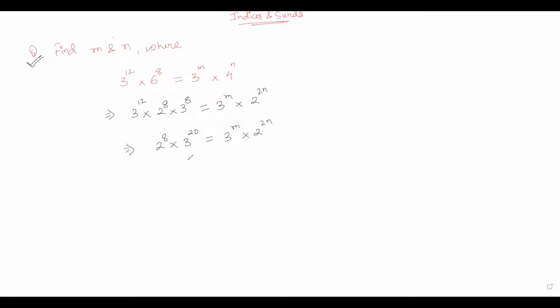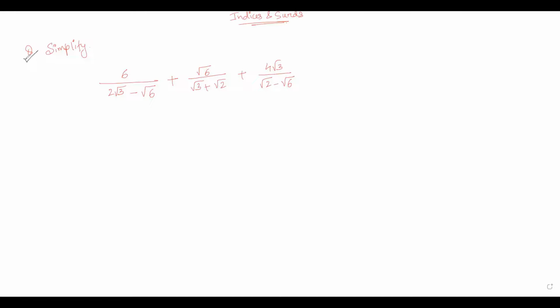Now, if we compare the left hand side and the right hand side, in that case, this 2^8 will have to be equal to 2^(2n). So in that case, 2n would be equal to 8. So the value of n from here would be 4. In a similar way, 3^20 has to be equal to 3^m. So the value of m has to be 20. So the value of m is 20 and the value of n is 4.